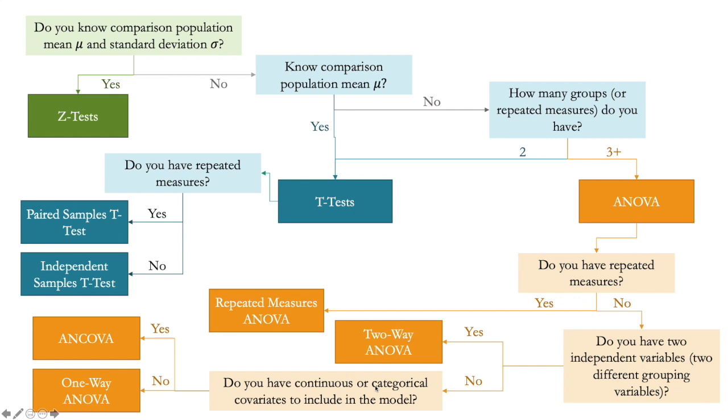then the question is, do we have other things we want to control for, called covariates? We're going to talk about that later on, so you don't have to worry about that too much, but if you do, we're going to do what's called ANCOVA. And if not, if we just have one variable and it's a grouping variable, we're doing one-way ANOVA.